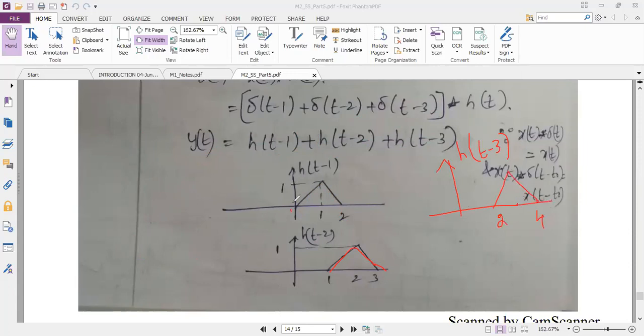So I will see here 0. I do not have any amplitude at any of the signals. So my final signal, I will draw y of t here. Y of t at 0, I will mark 0 only. So I will first label the x-axis 1, 2, 3, 4 like that.